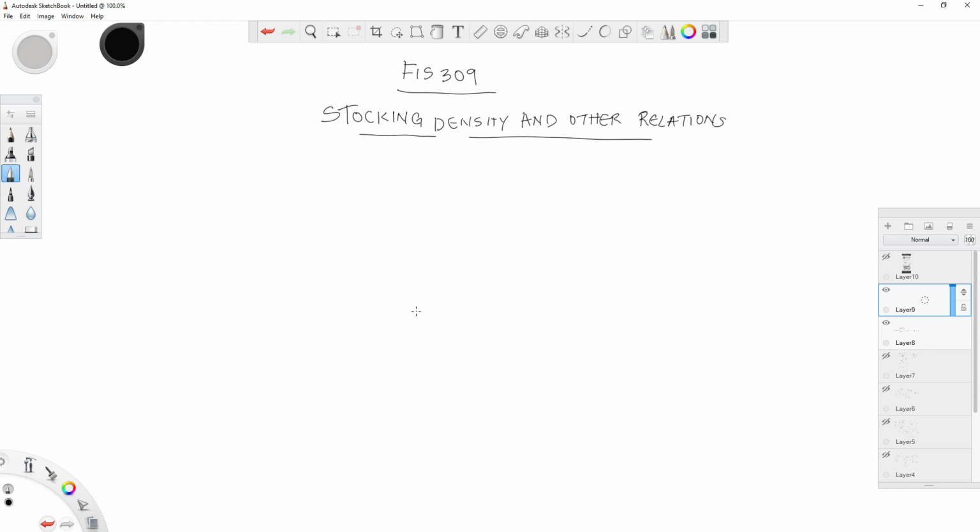Basically, in this tutorial, what we're going to do majorly is tackle some questions, because I'm going to show you how to answer some questions when you see them in exam. I actually don't know how to categorize them, I don't know where to place them, so I just picked stocking density and other relations. So I'm just going to work out as many questions as we can solve as possible, so when you see questions like that, you know how to treat them.